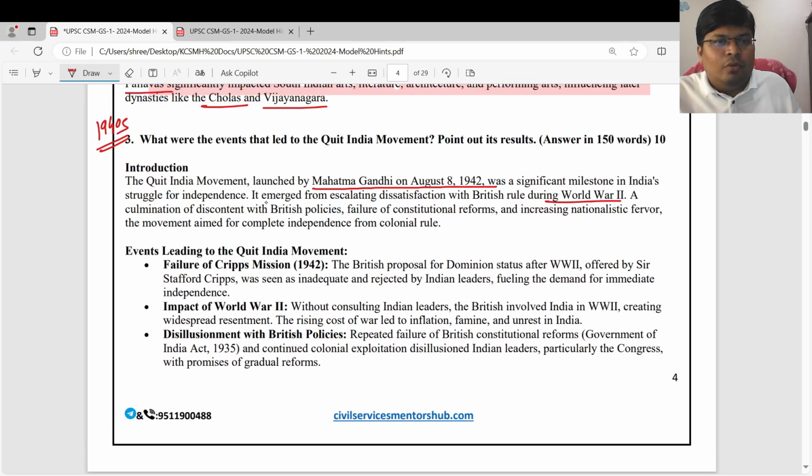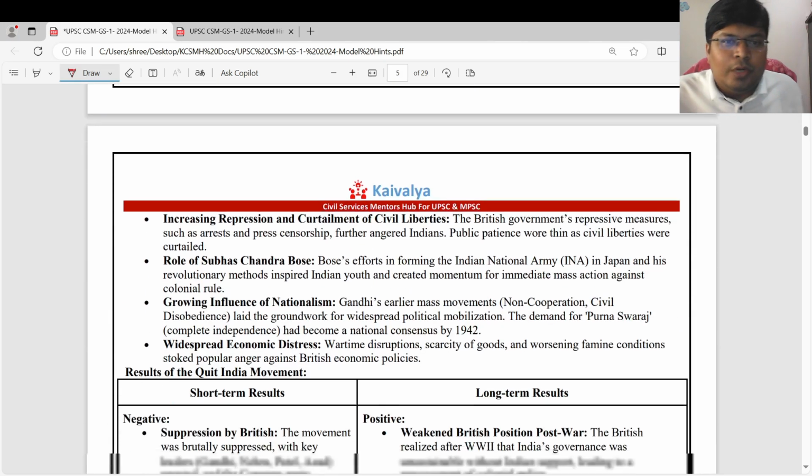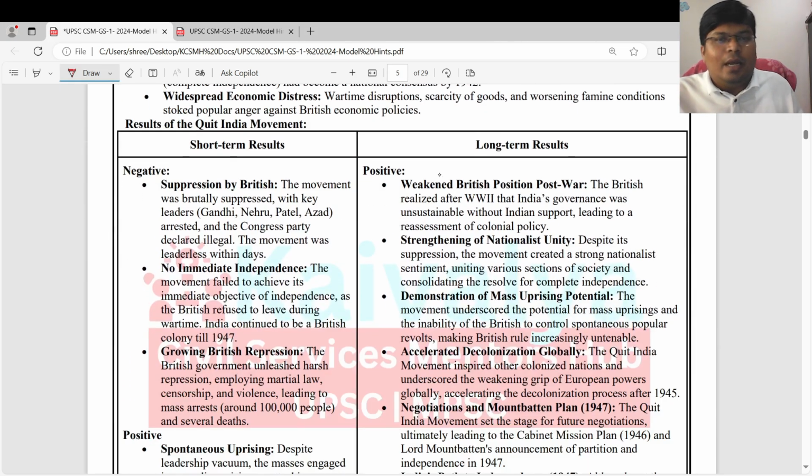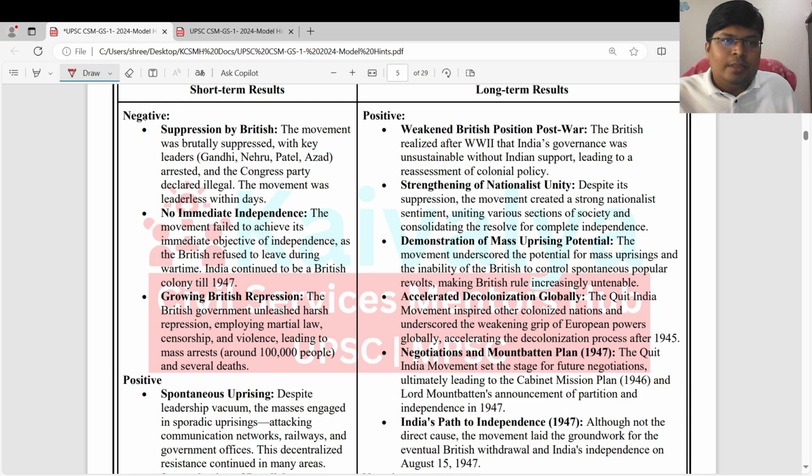Then in the first part, you could have covered the events leading to the Quit India movement. Then point out its result. Now, in the second part, you are supposed to write down its result. Again, I have used the tabular format: short-term results and long-term results. In short-term results, I have classified into negative result and positive result.